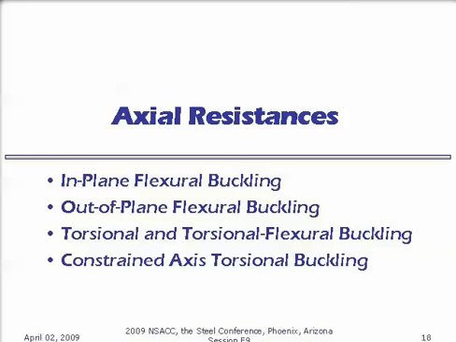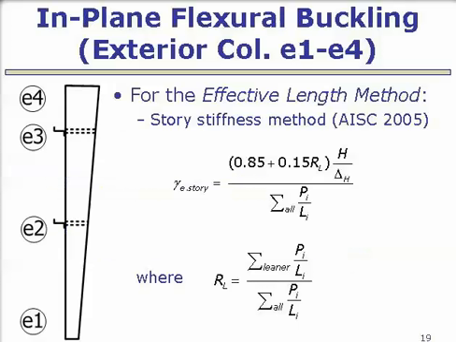I'd like to present a little on the axial resistance checks to you, and as explained already, we have these 4 different types of limit states that we need to look at in general. A few words about how we do this for the in-plane check for the effective length method or for the direct analysis method.